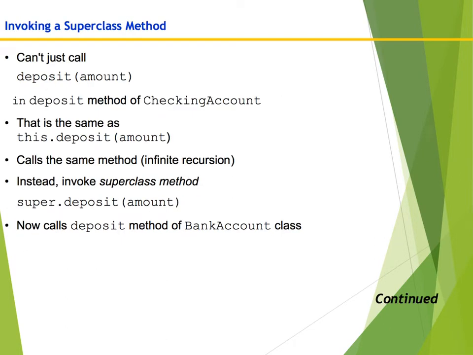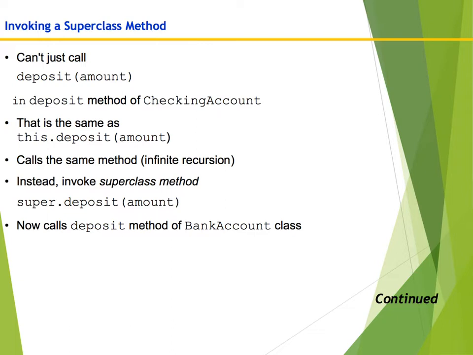In order to solve this issue, we can simply invoke a superclass method. In this case, we can invoke the bank account's deposit method, but you cannot just call the deposit method inside the deposit method of checking account. You cannot call the same method name inside the body of the method. That would be considered a recursion. We'll talk about recursions later.